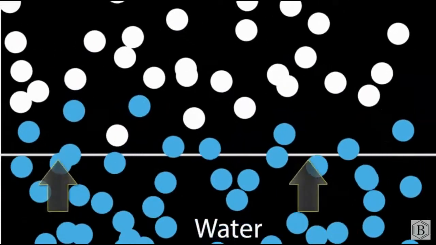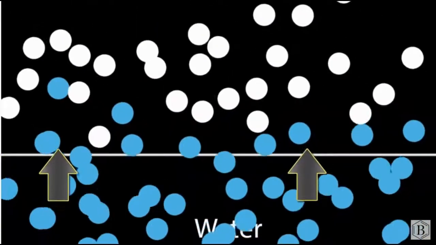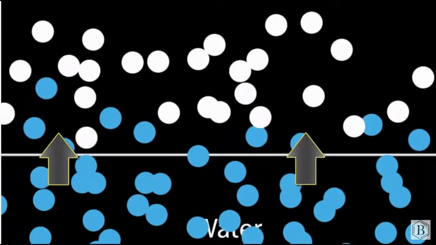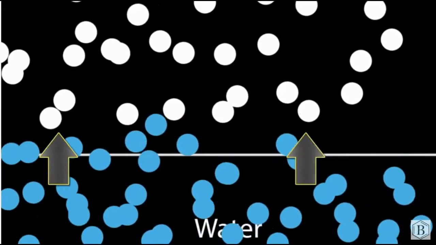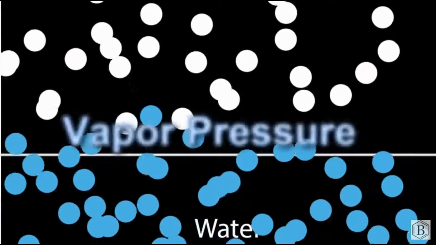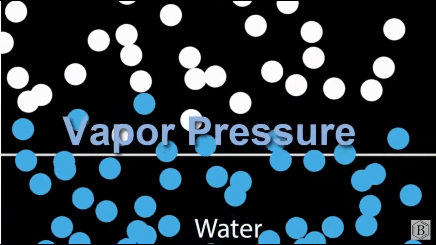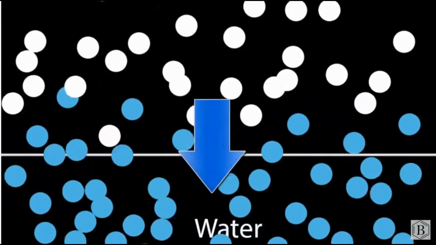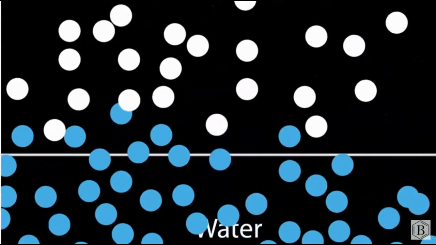But water molecules can create pressure when they leave the liquid. As these faster moving water molecules escape, they collide with the molecules of air. This creates pressure, and we call it vapor pressure. In a way, the water molecules are pushing or colliding against the air molecules. This reduces the amount of pressure felt by the water.